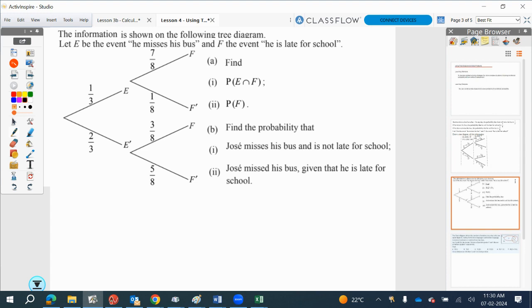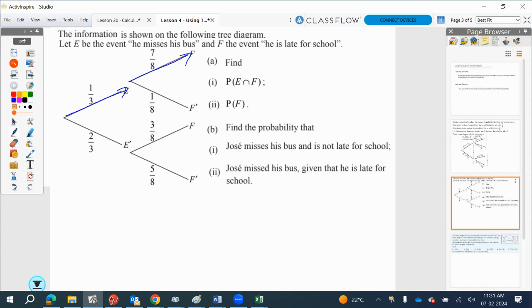So here on this one, we need to find a few probabilities. So firstly, we need to find the probability of the intersection of E and F. That means we want E to occur and F to occur. The only place that this happens, if we want E to occur, we have to have this. If we want F to occur, we have to have this. So we have to get to this leaf here. So this is the probability of the intersection of E and F. That means E has to happen, F has to happen. We have to come here.